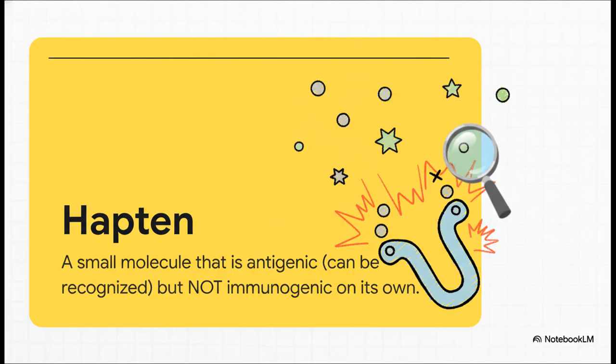First up, we've got these things called haptens. These are tiny little molecules that are too small and too simple to be immunogenic all by themselves. Your immune system can see them, sure, but they can't start the fight on their own. It's like an alarm signal that's just too quiet to hear.